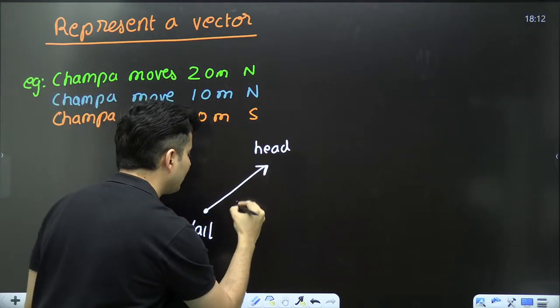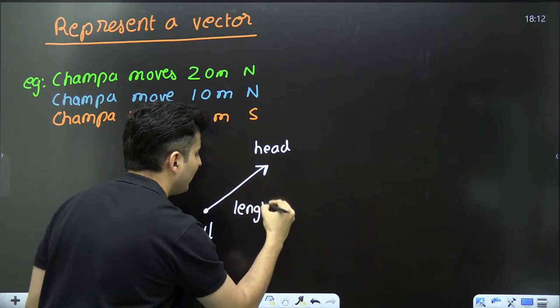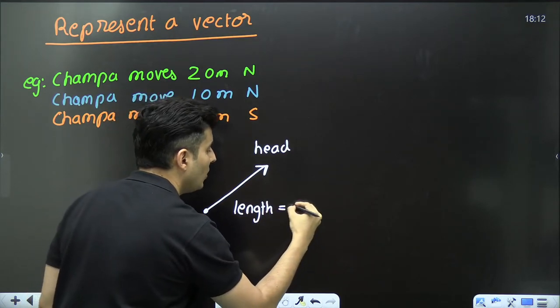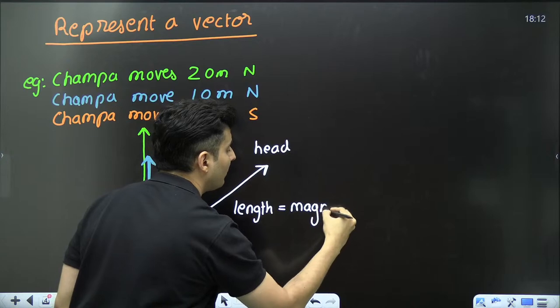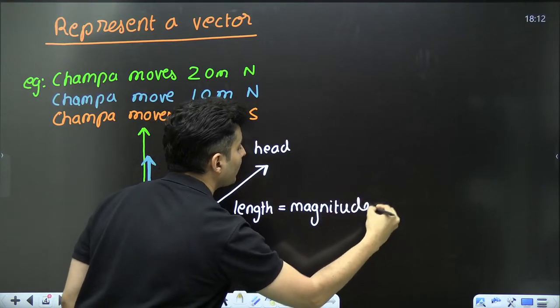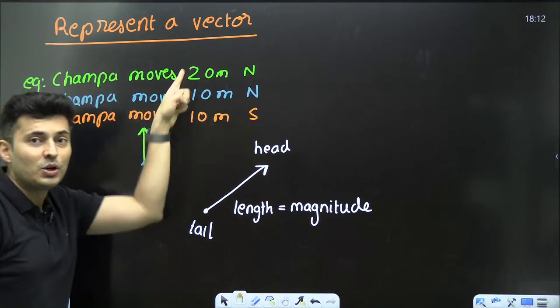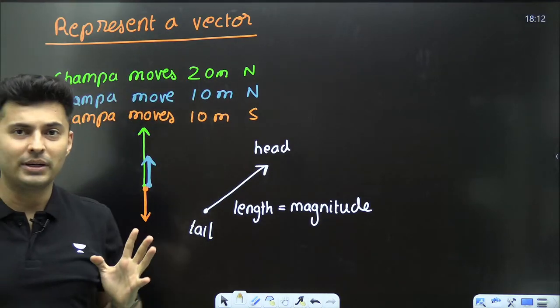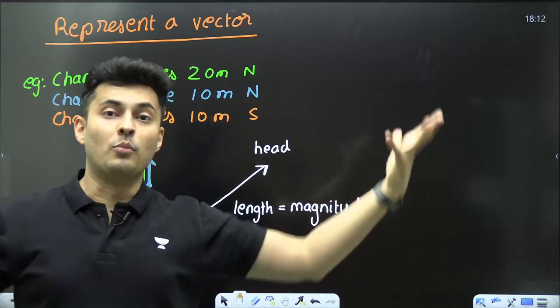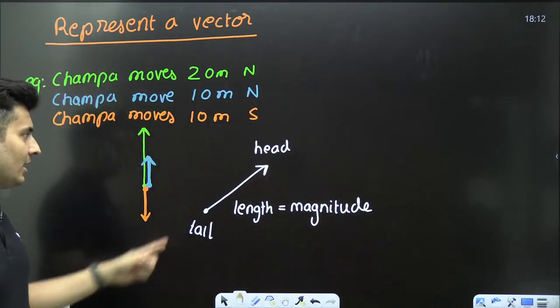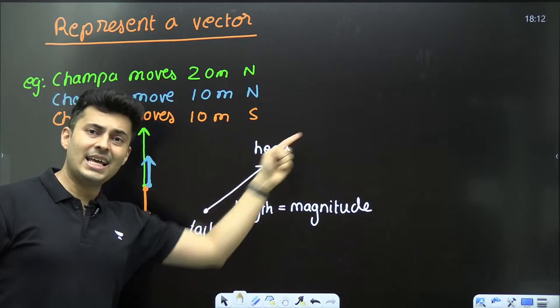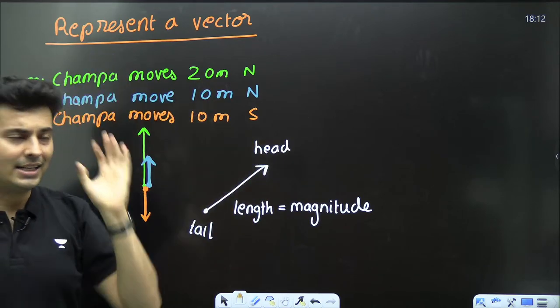The length of the vector gives you the magnitude of that particular vector quantity. The length of the vector, like you can see, gives you the value of the vector quantity. Is that clear? More the length, more the magnitude. As simple as that. The arrow mark shows you the direction in which the vector is headed.